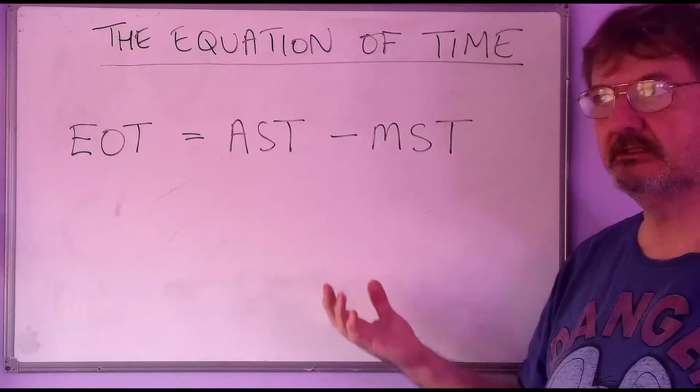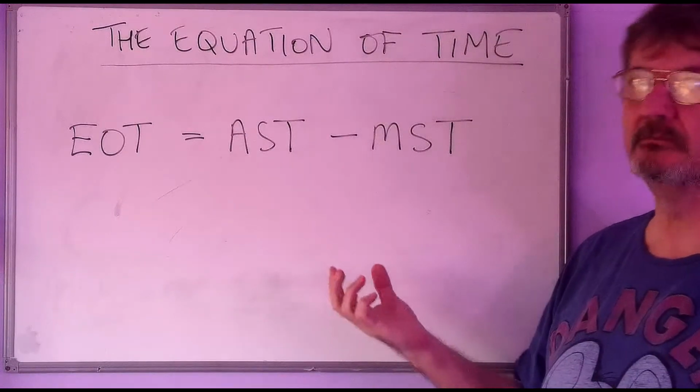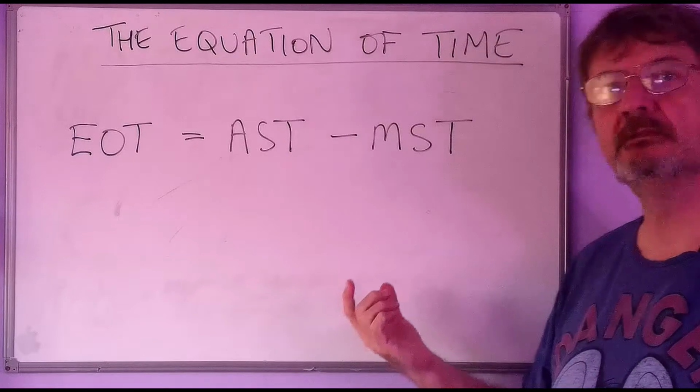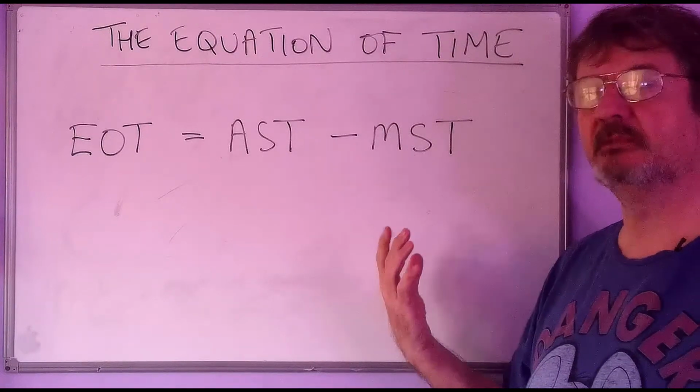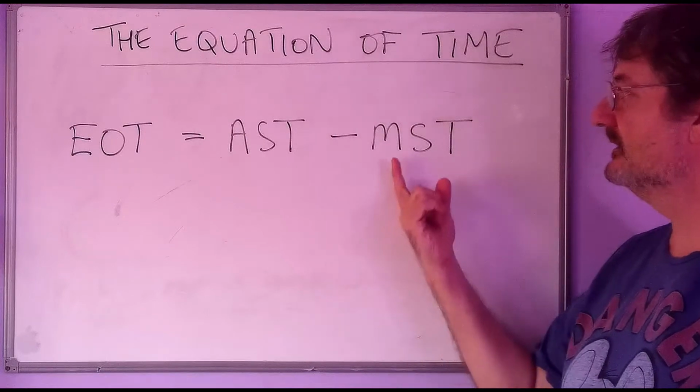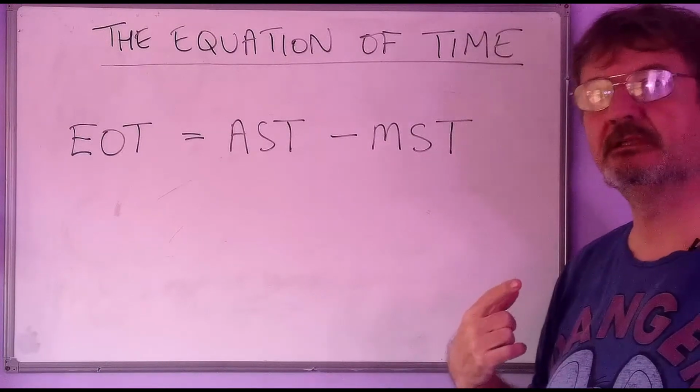If you live somewhere else where your longitude isn't 0, we'll worry about that in another video. In this video, we'll just say that your longitude is 0. Imagine you live in Greenwich, and so your mean solar time is Greenwich Mean Time.